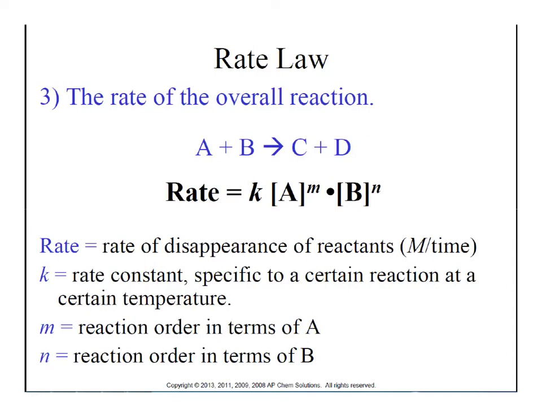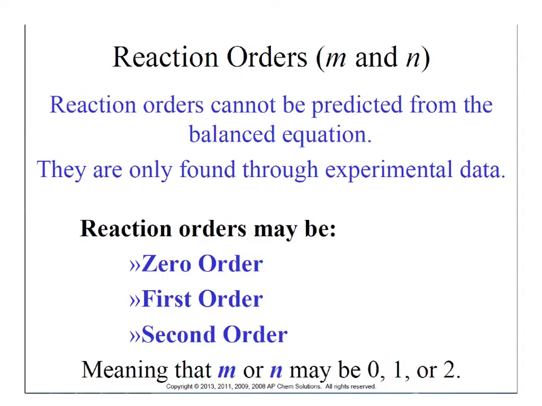Also worth noting at this time, this particular equation is not given to you on the AP sheet. So this is something that you need to know. Okay, so let's talk about those reaction orders. m and n is how they're written in the equation. They can be either zero order, first order, or second order. That means that values of m or n can be either 0, 1, or 2.